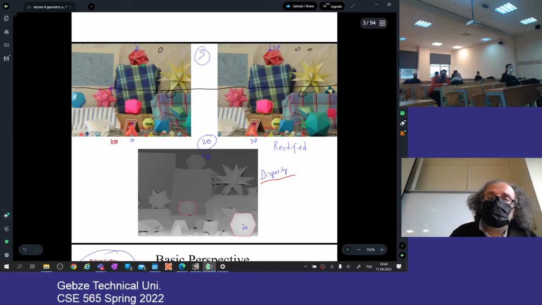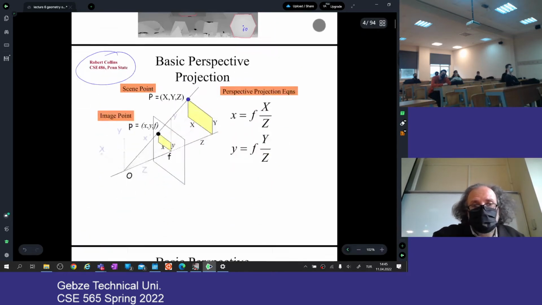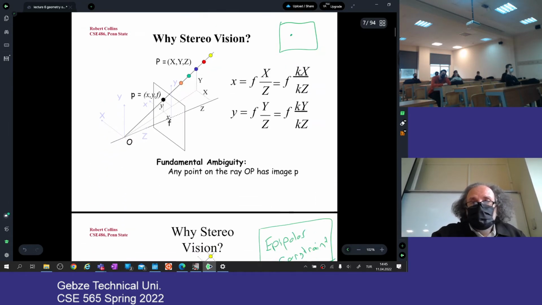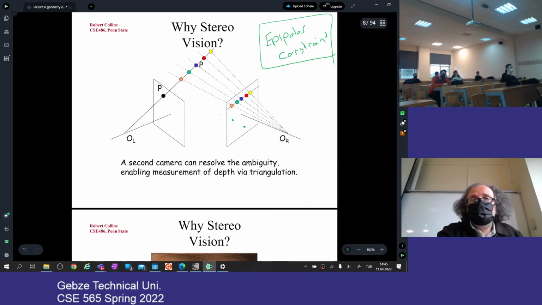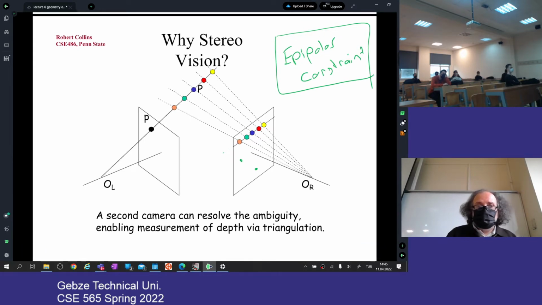Not all images are rectified images, but the rule is the same. You need to find a line and look for the corresponding point on that line. For rectified images, all the corresponding lines are parallel and they are at the same line of both images. Good. By the way, this constraint is called the epipolar constraint, and we are going to come to that at the end of this lecture maybe.